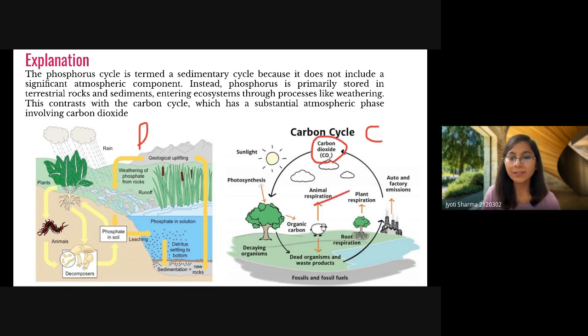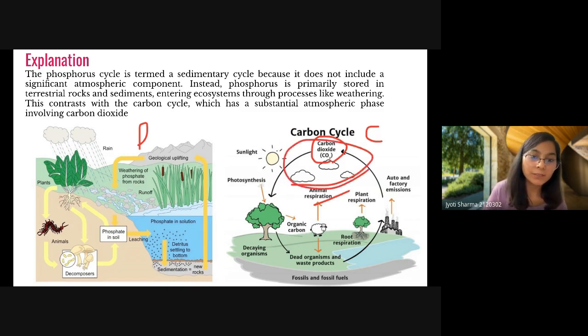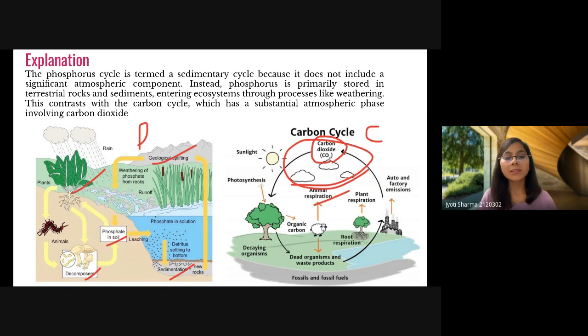So there is the presence of carbon in the atmosphere, right? But if we see phosphorus, it is in soil, in decomposers, in plants, in geological uplifts, and in sediments. So it is not in the gaseous form, right? That's why it is termed sedimentary.